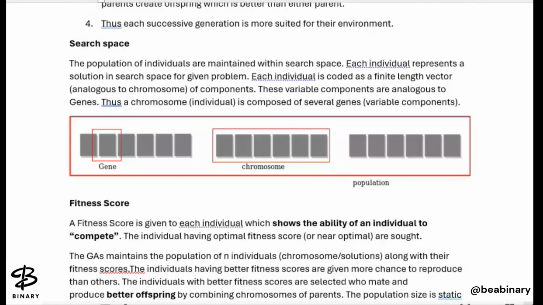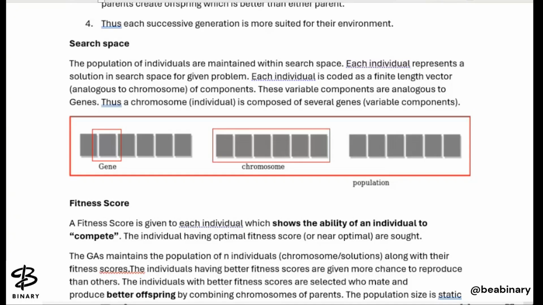So the search space is where the population of individuals is maintained. Each individual represents a solution in the search space for a given problem. Each individual is coded as a finite-length vector, analogous to a chromosome. These variable components are analogous to genes. Thus, a chromosome is composed of several genes, or variable components.